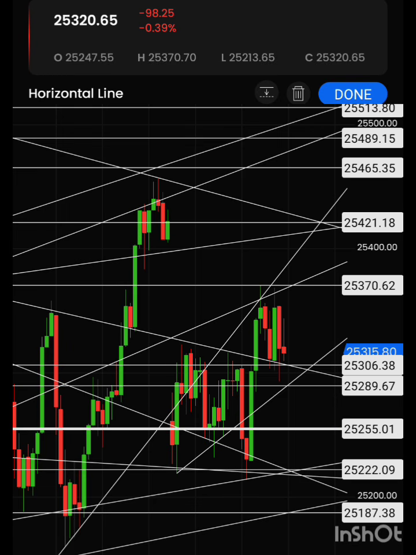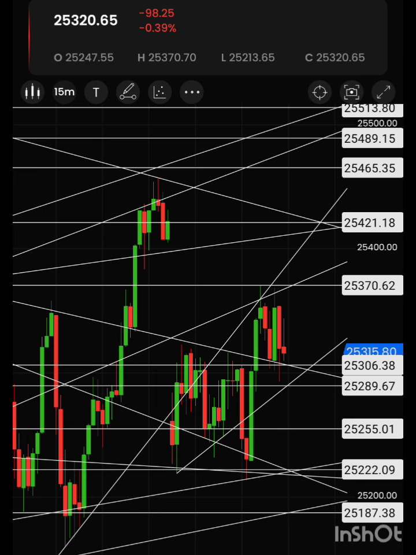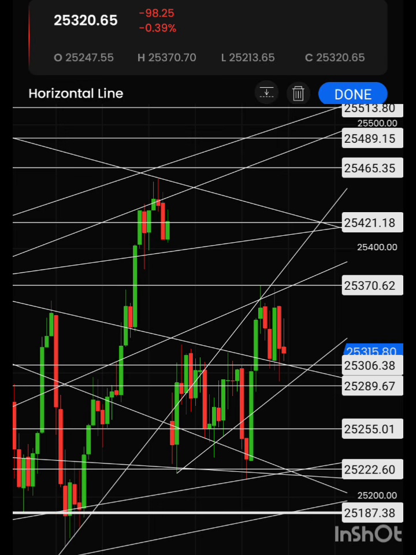There is a small support around the 25,255 range, and mostly this can lead towards the 25,200 range. This can lead up to here, that means the 25,216 range. So the downside can be expected here, 25,216 to 22 range, and the maximum downside below is the 25,189 to 190 range.